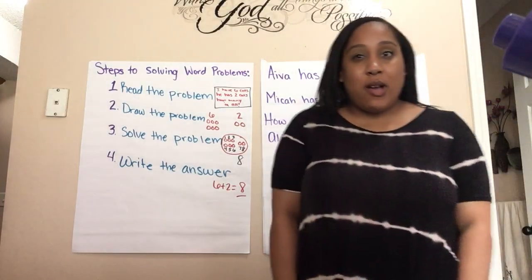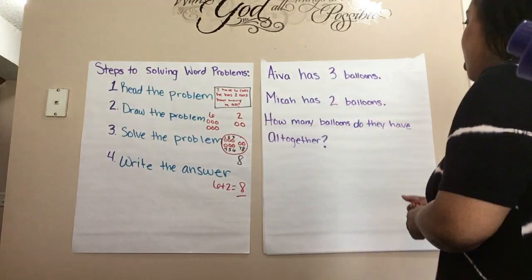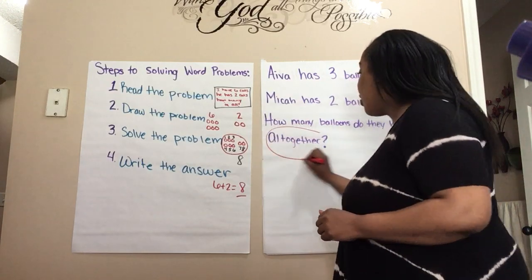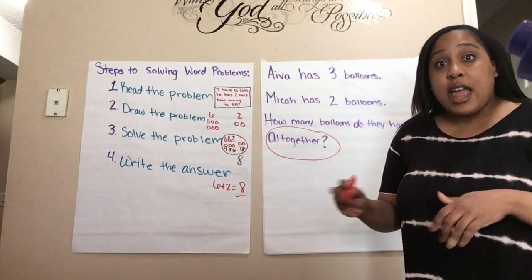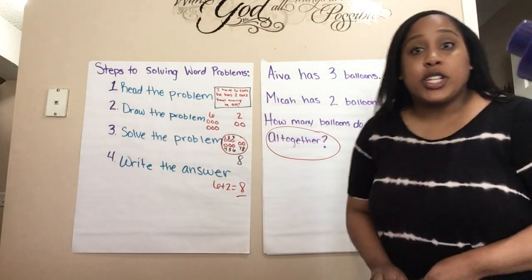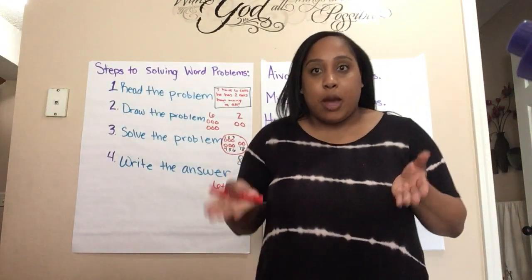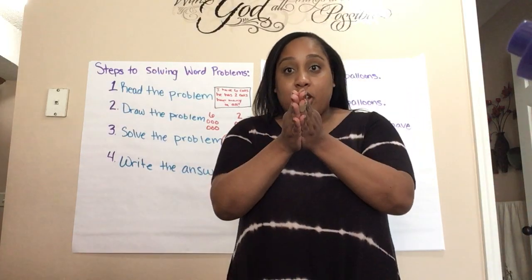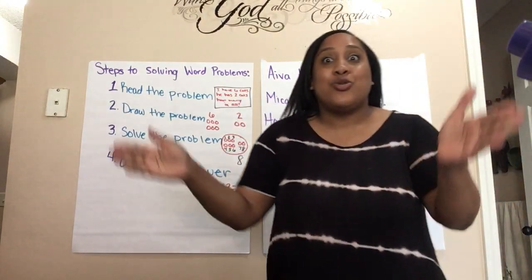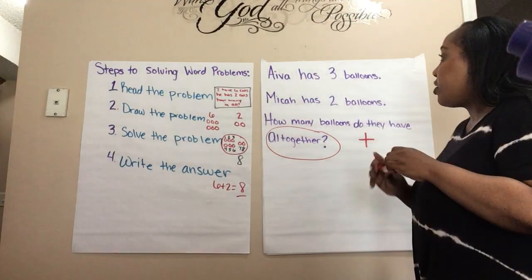Now, I'm going to think about what kind of problem this is. I remember when we were learning about addition and subtraction, if it says how many they have all together, that's going to be addition. So this is an addition problem. When we're talking about addition, are we putting numbers together or taking them away? We want to know how many balloons we have all together, so we're putting our numbers together.